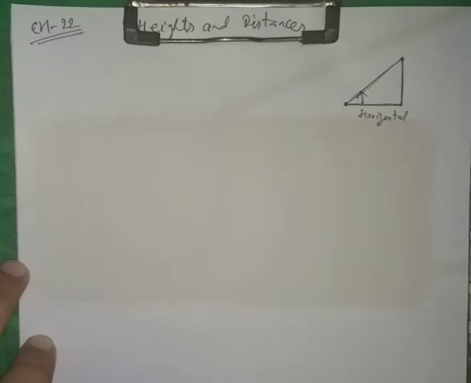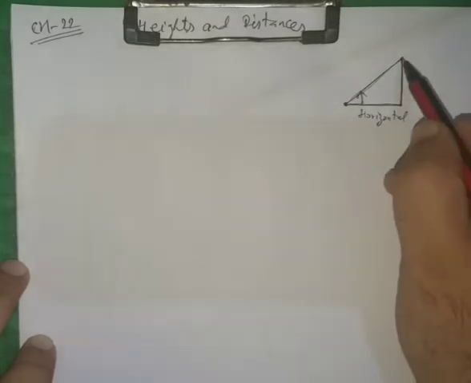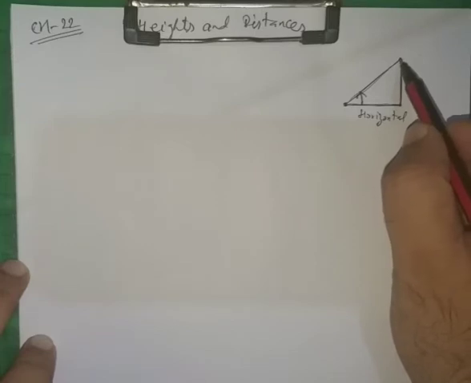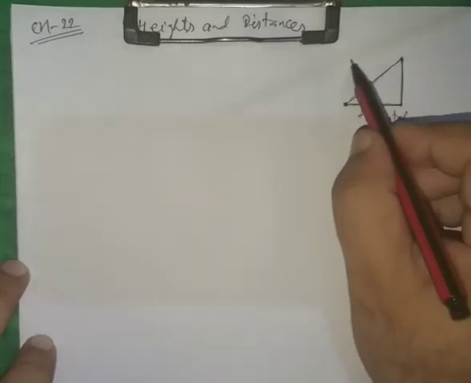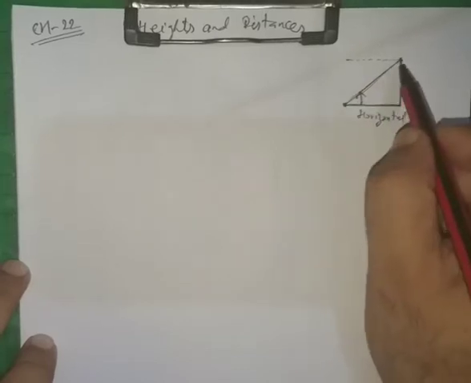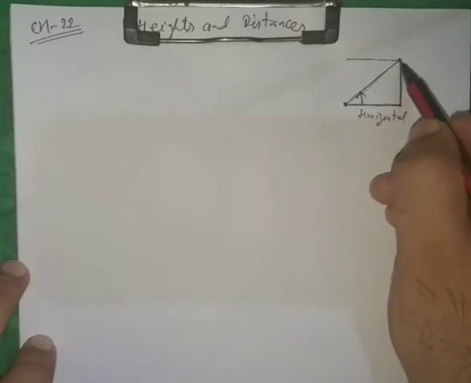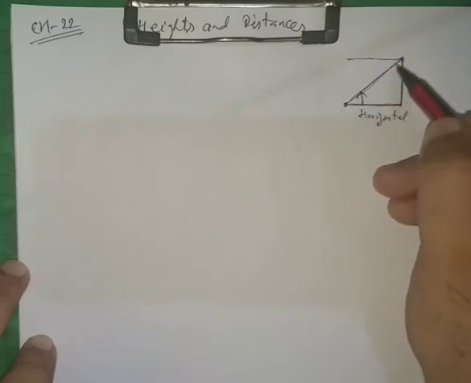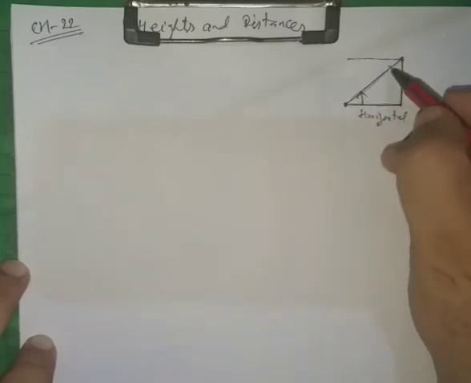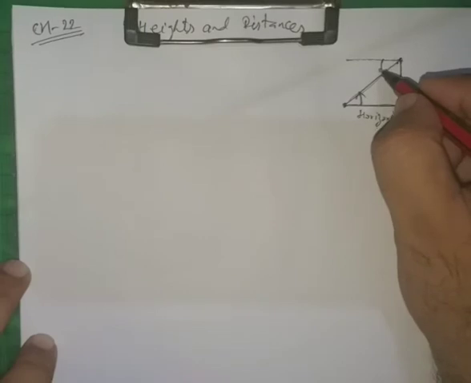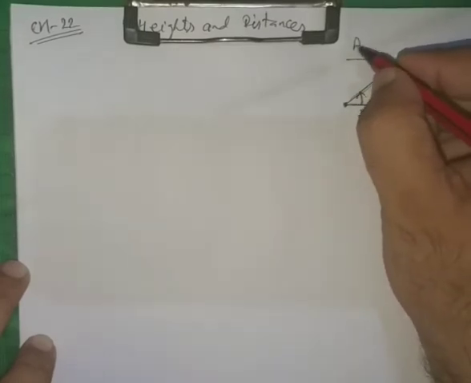Similarly, if someone is standing at this point, means someone is sitting at some height, then if I draw a line that is parallel to this, and now the person sitting here observes this point on the ground, then again this will be called the line of sight, and this angle measured from this horizontal level with the line of sight will be called the angle of depression. So this angle is called the angle of depression.